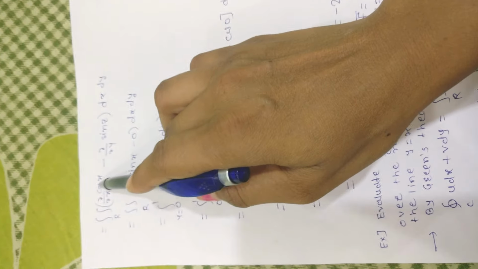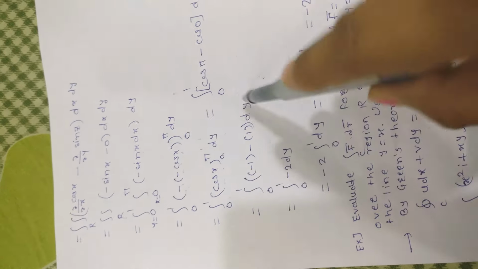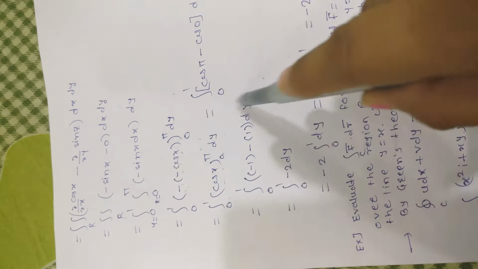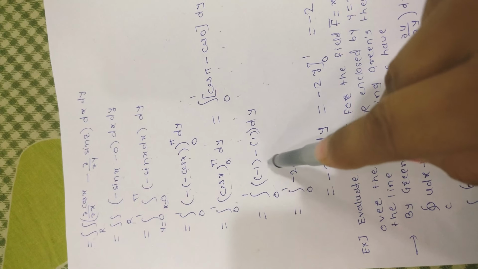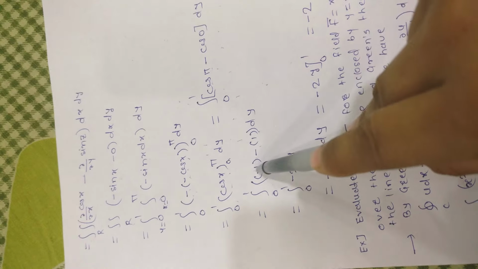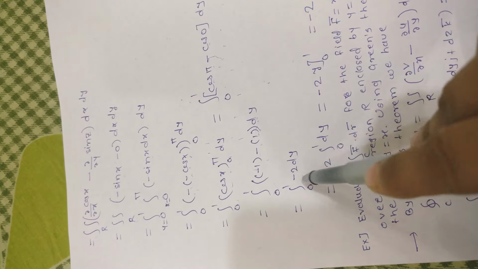Now the range of integration is y running from 0 to 1 and x running from 0 to pi, of minus sin x dx dy. So first integrate with respect to x, we keep this minus sign as it is. The integration of sin x is minus cos x from 0 to pi, dy. So minus minus becomes plus, and integrating over y from 0 to 1, putting the limits, cos pi minus cos 0, dy. Cos pi is minus 1 and cos 0 is 1, so that value becomes minus 2.